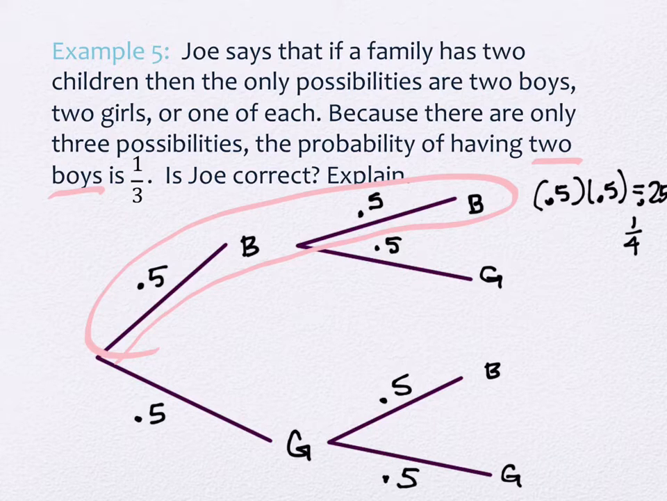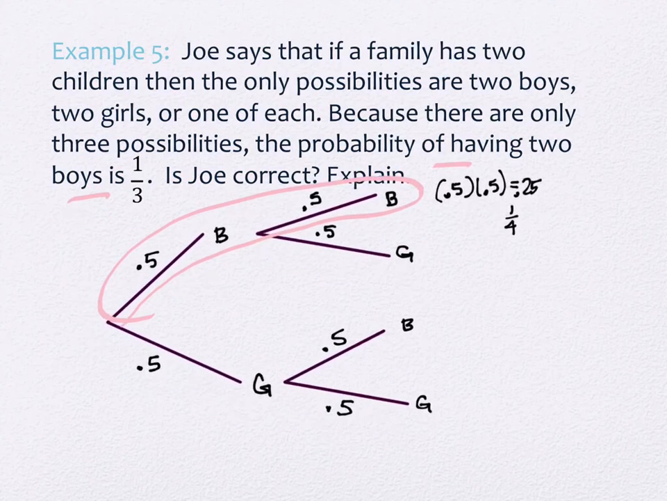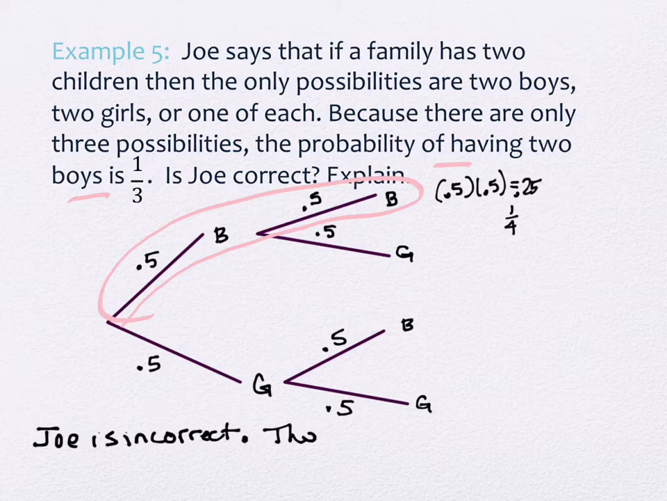So as we're describing to Joe what's going on, let me give myself a little bit more space to write. We might want to say something like this. So Joe's incorrect. We'll talk about the way Destiny did. There are actually 4 outcomes, or we'll say 4 possible outcomes. There's only 1 outcome of two boys, but there are 4 possible outcomes.